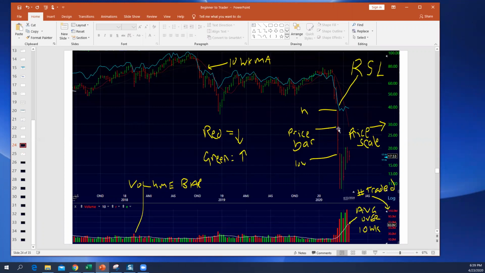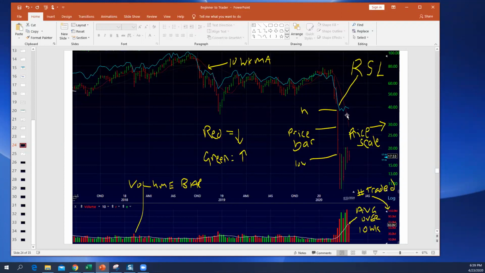Once you get more comfortable, and quite frankly, you don't really need to go beyond the weekly. You can make a ton of money just trading the weekly bars, and a lot of people do that very successfully. Okay, and then this white line down here is the average volume over 10 weeks as well. So it's the same thing.